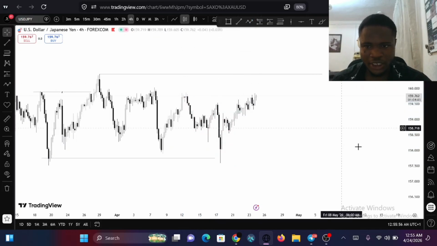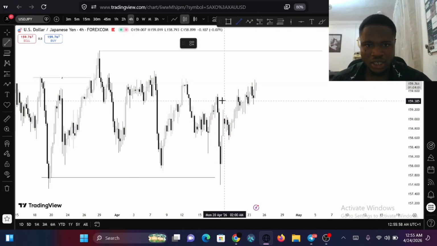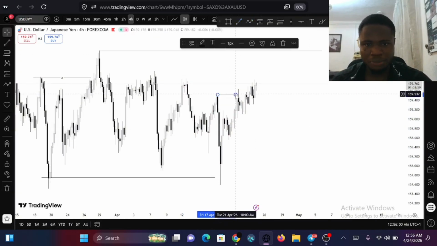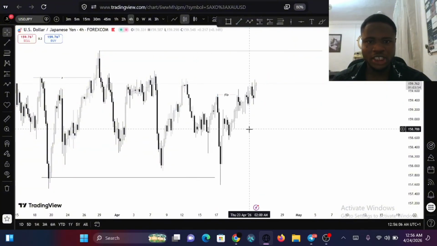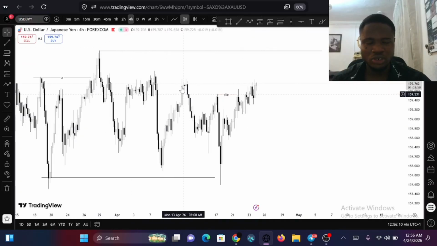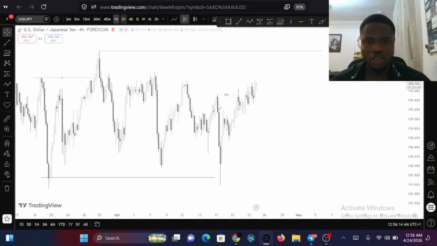Price invalidated this high, and I just mark it out as a flip. Price flipped this high, so I expect price to keep on creating new highs because of that, and we're targeting this particular high. If you drop down to your 1-hour time frame, I got my entry from my 1-hour time frame.